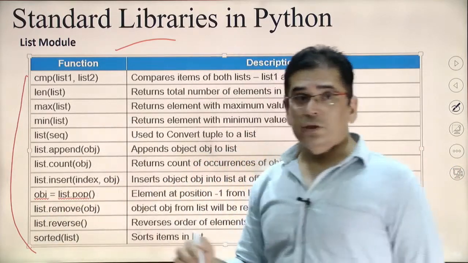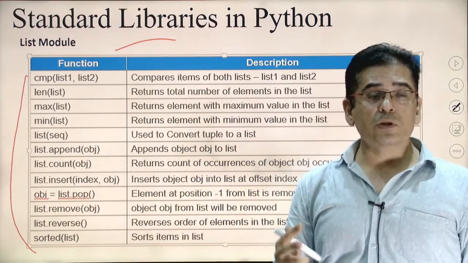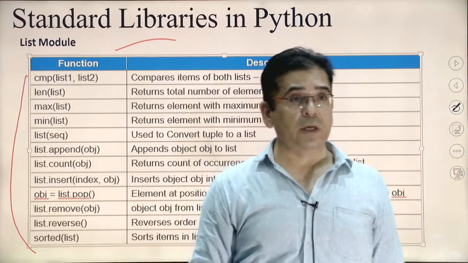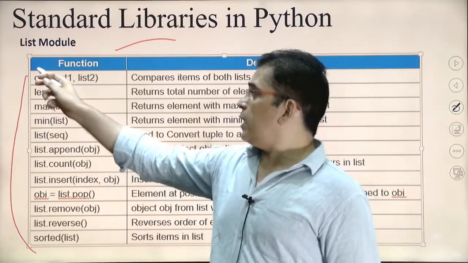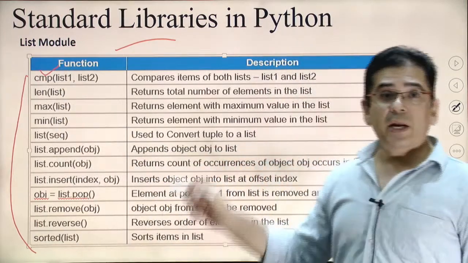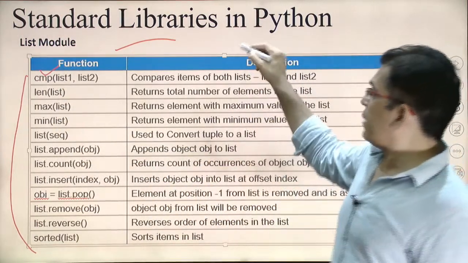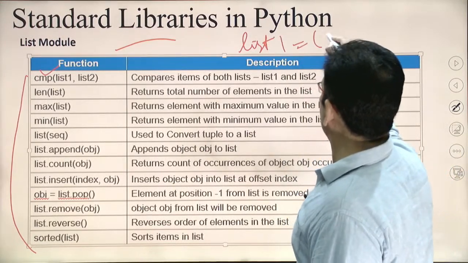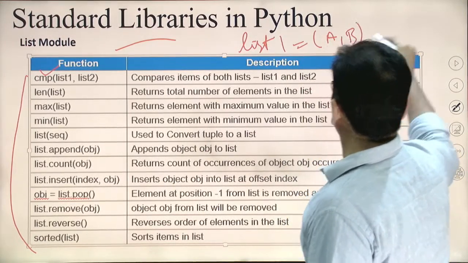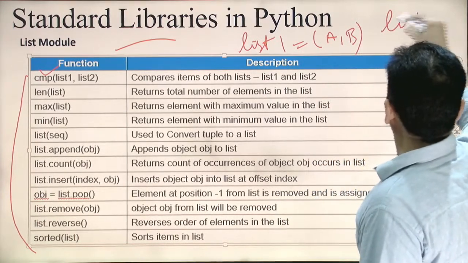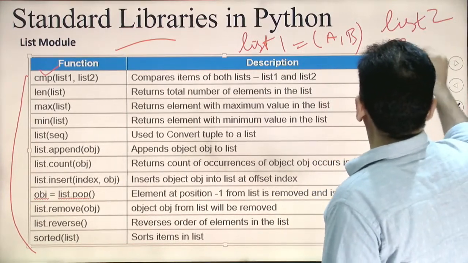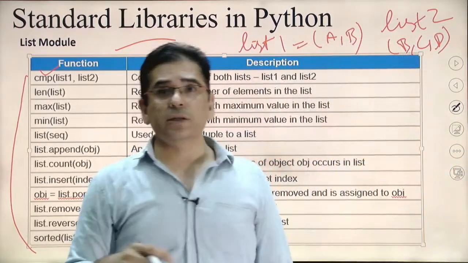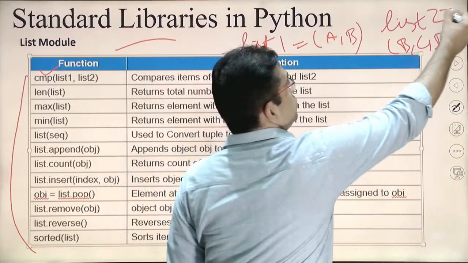Say there are two lists. One list has two items, say A and B. Another list has items B, C and D. I will compare both lists by the cmp function, comparing items of both lists. I am writing here list 1 as A, B, and list 2 as B, C, D.